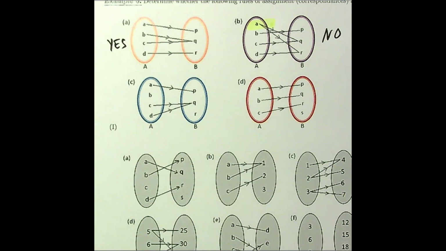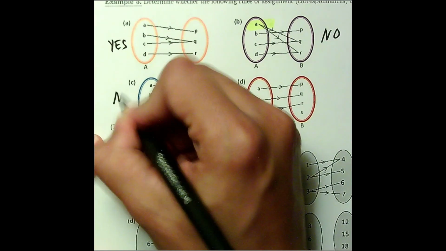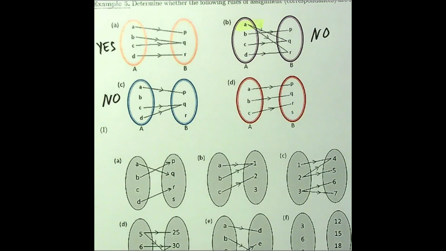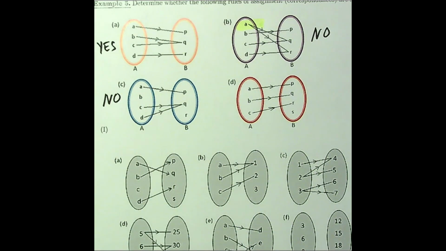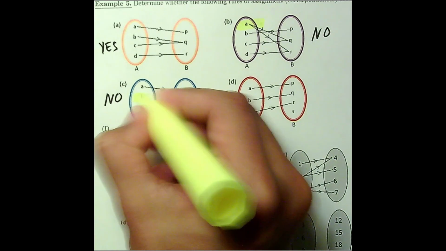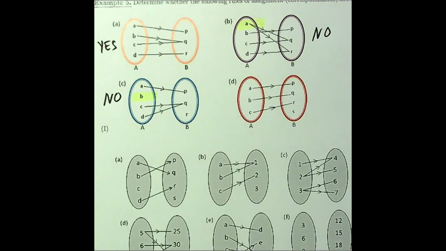Okay, now let's look at C. Is that a function, yes or no? This one is a no because not every element in A was used. It is okay not to use elements in B, but it is not okay to leave elements in A stranded like that. So that is bad. You have to have something assigned to B. So that's what ruins this one. That's not a function.